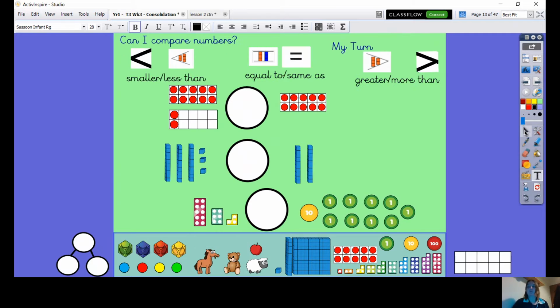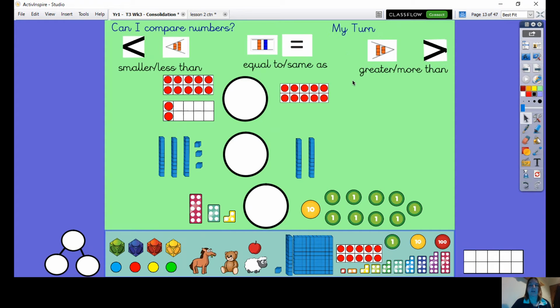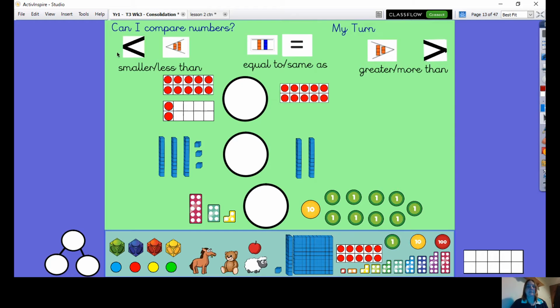Okay, so this is my turn. I'm just going to go through this, and then there'll be a slide for you to have a go at. So if we remember, we're looking at these symbols. This means smaller than, less than. This means equal to, the same as. And this means greater than, more than, bigger. You might hear lots of those different words.